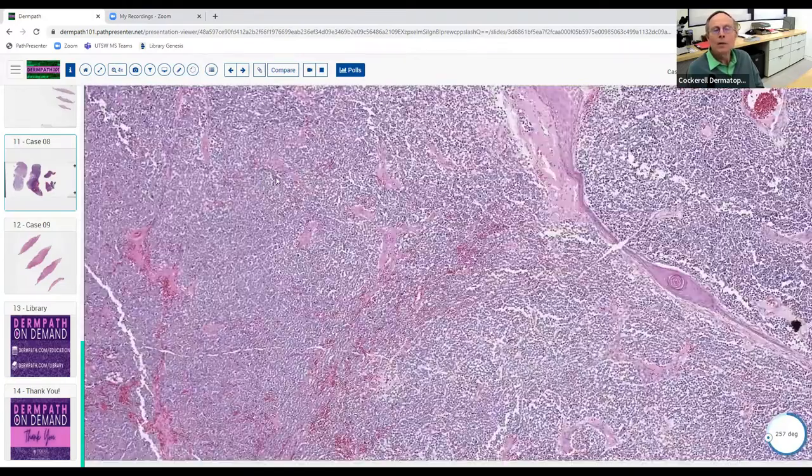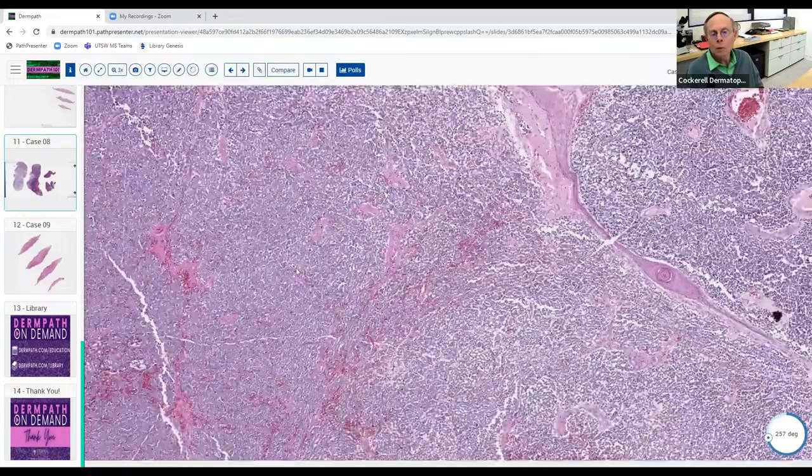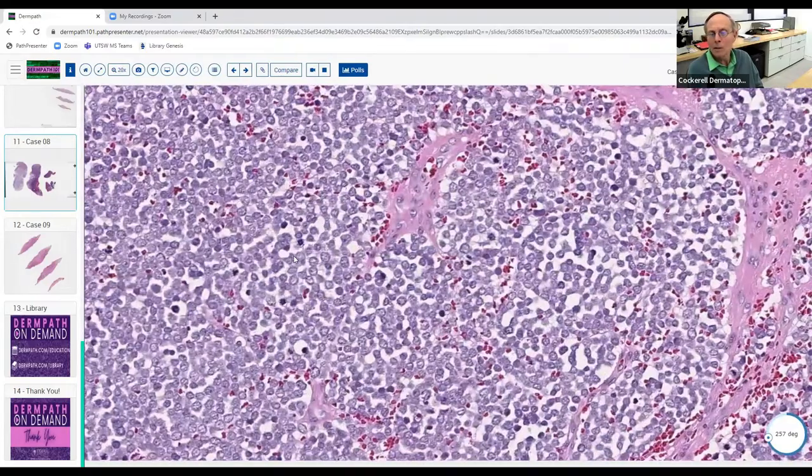Other things to put in the differential would include other blue cell tumors, the pediatric blue cell tumors, neuroblastoma, Wilms tumor. Those can give you the same sort of morphology too, but this was an older person and that really wasn't even in the differential diagnosis here.